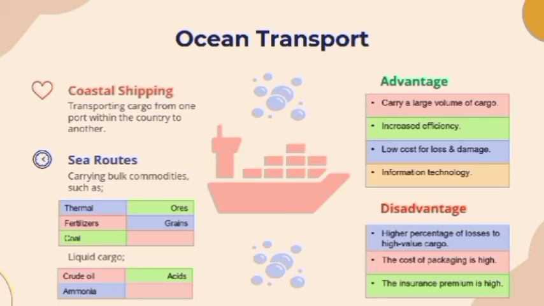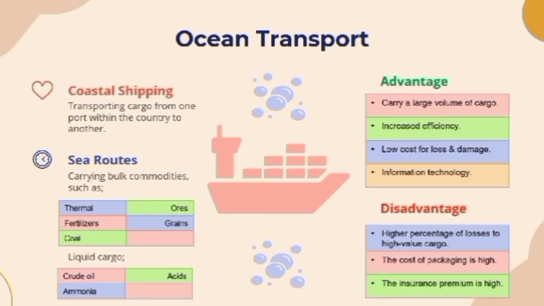Next, the increased efficiency at various ports translates into fast turnaround time for the ships. Loss and damage from sea transport is low as compared to other modes of transport. Information technology also helps trace and track services for the cargo ships, due to which a shipper can closely monitor the cargo during transit.